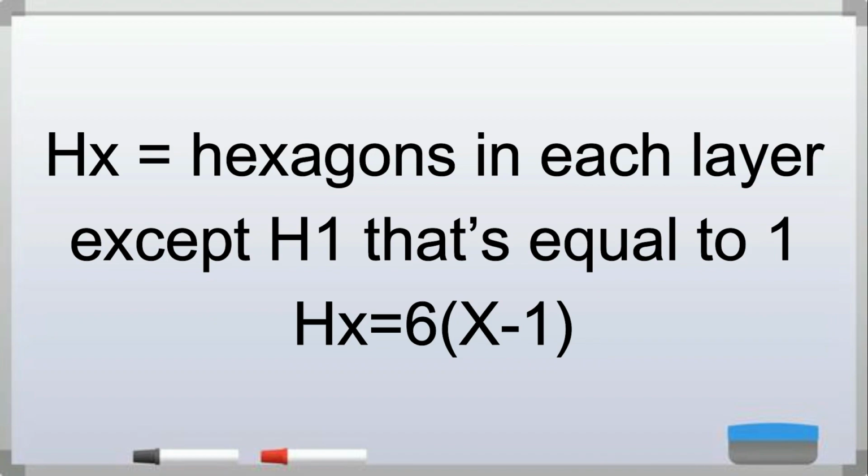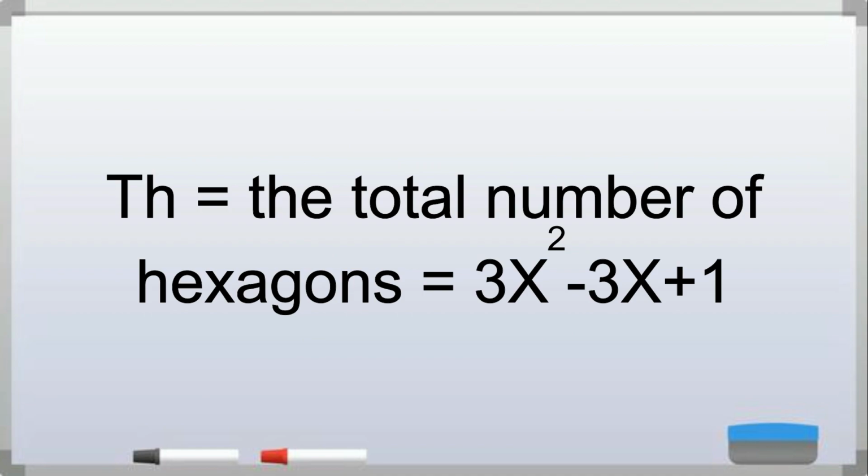Hx equals hexagons in each layer, because every layer has hexagons equal to the total amount of triangles on the hexagons in the previous layer, and every layer has 6 hexagons with 2 external edges, and all the hexagons have 1 external layer. Hx plus 1 equals hx minus 6 plus 6 times 2 equals hx, so because it's an arithmetic series, and h2 equals 6 except h1 that's equal to 1, hx equals 6 times x minus 1. Th is the total number of hexagons equals h1 plus sum hx equals 1 plus 0.5x times 2 times 0 plus 6 times x minus 1 equals 3x squared minus 3x plus 1.